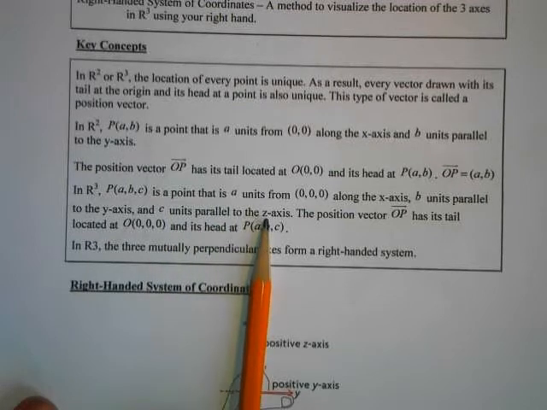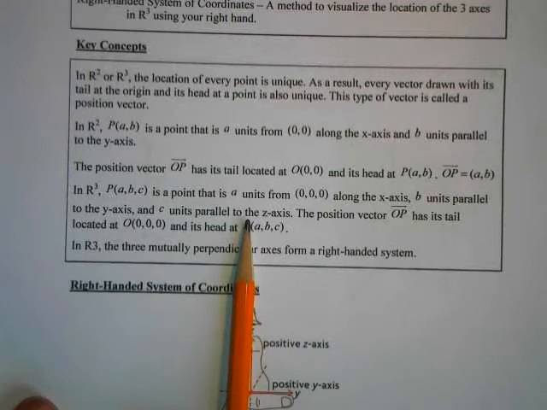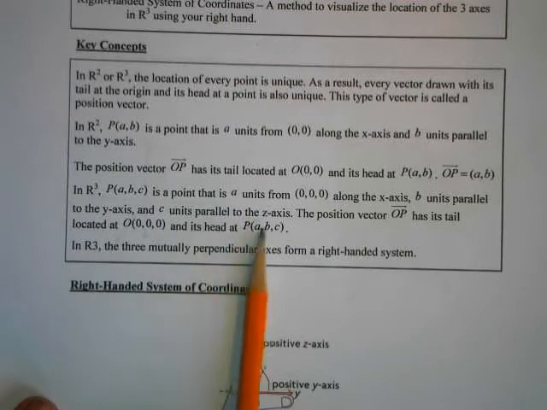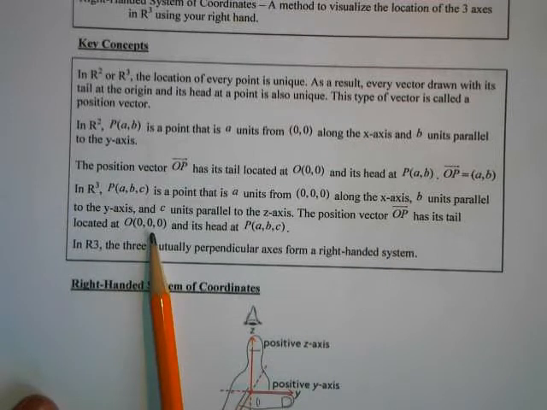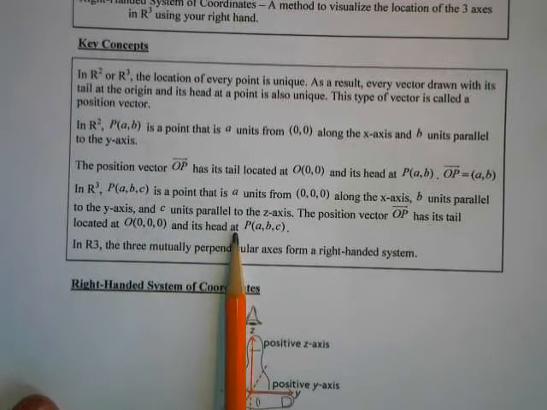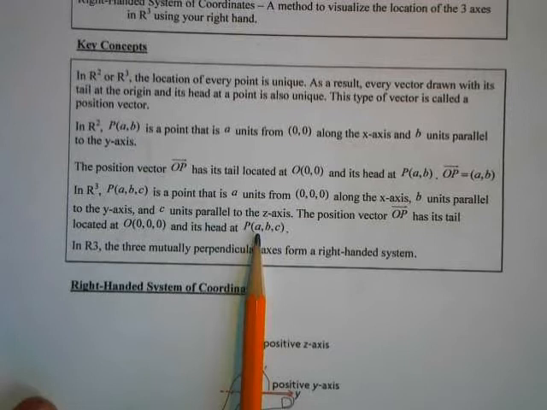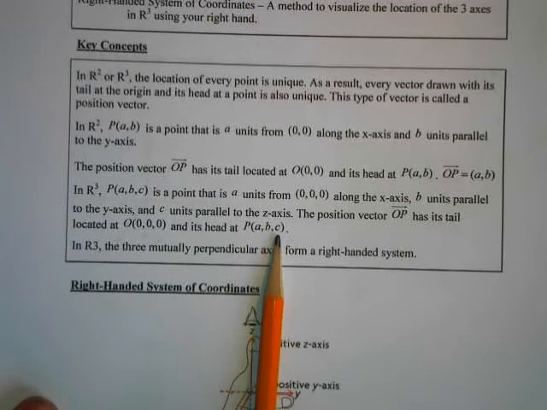So it sounds more complicated than it is. It's really just extending what we already do with a two-dimensional grid to a three-dimensional grid. And the position vector OP has its tail located at the origin. And again, this time the point P is at coordinates A, B, and C because it's in R3.